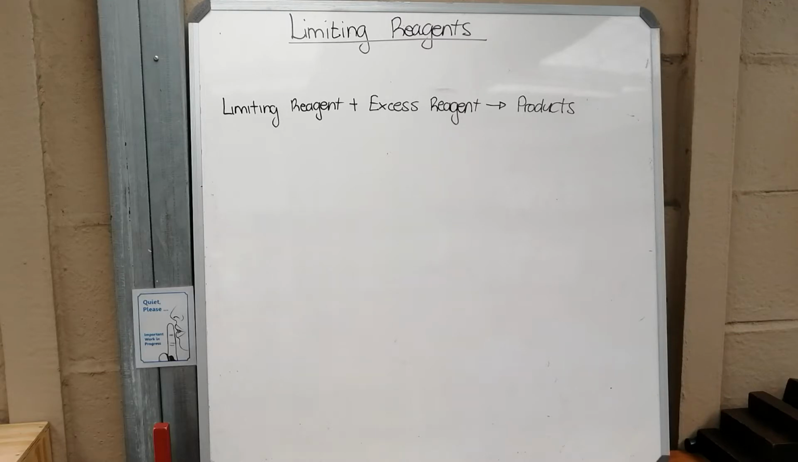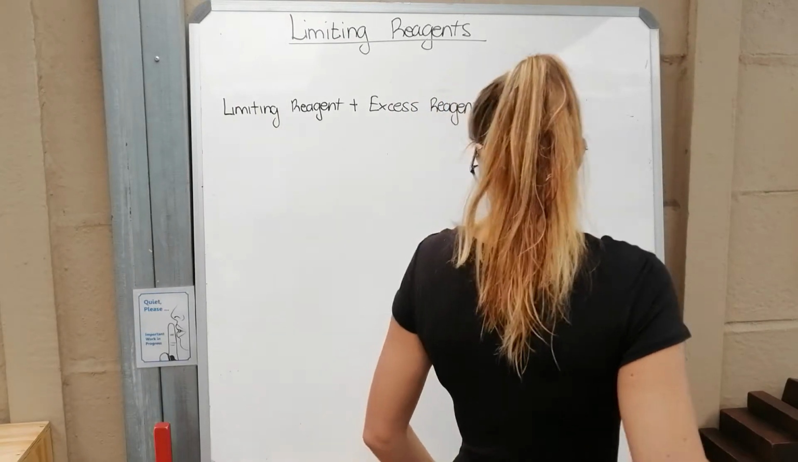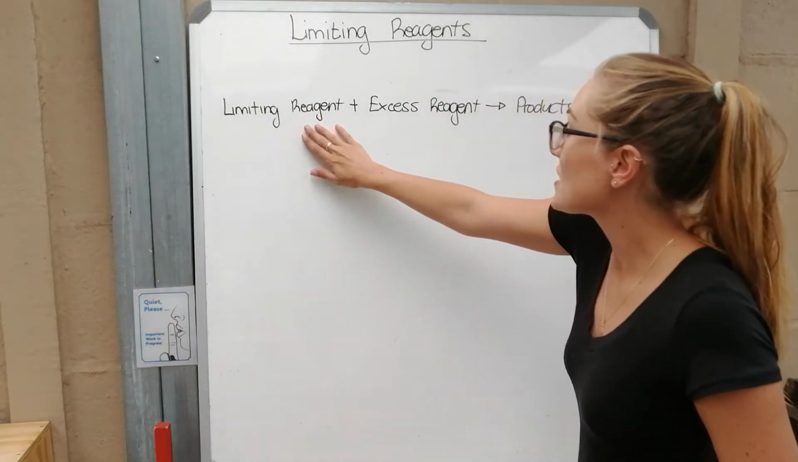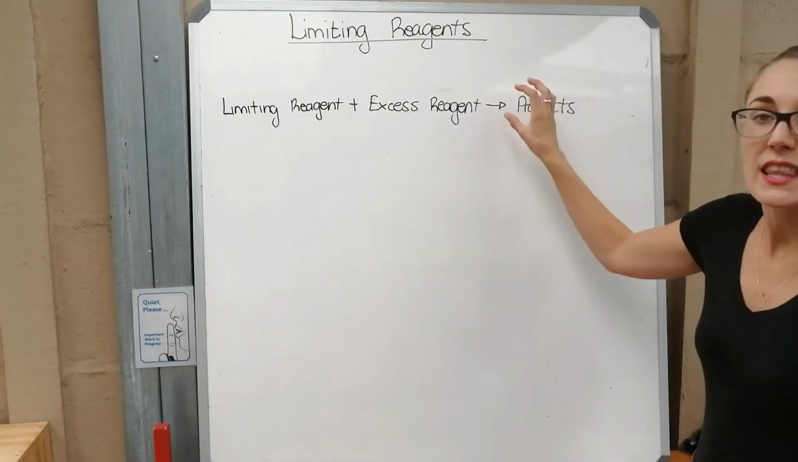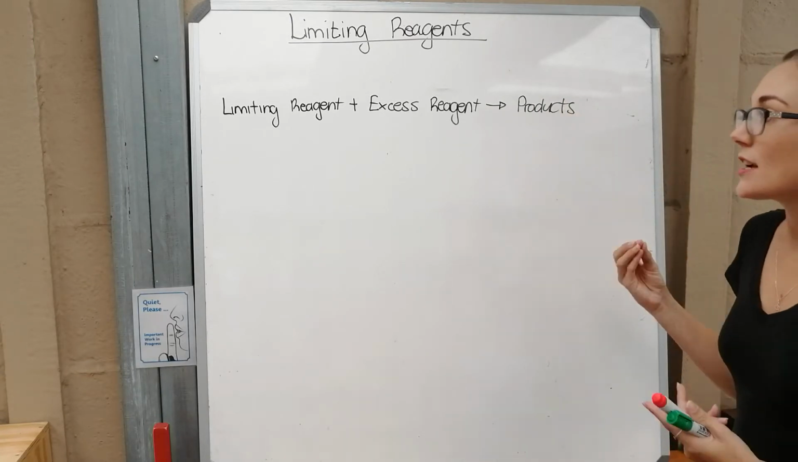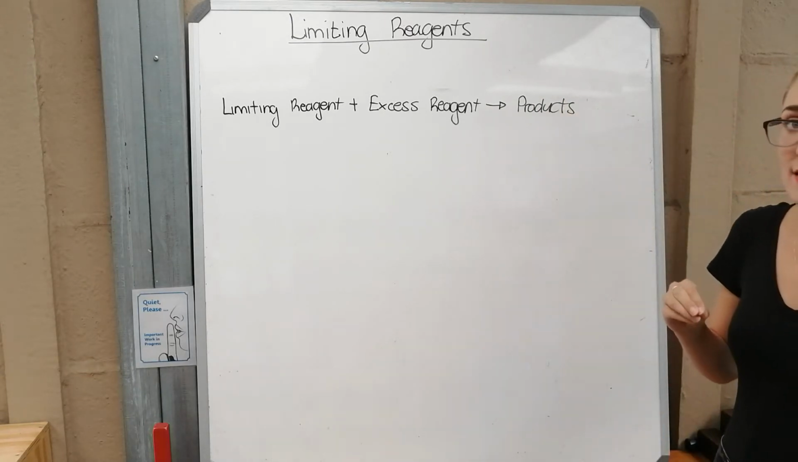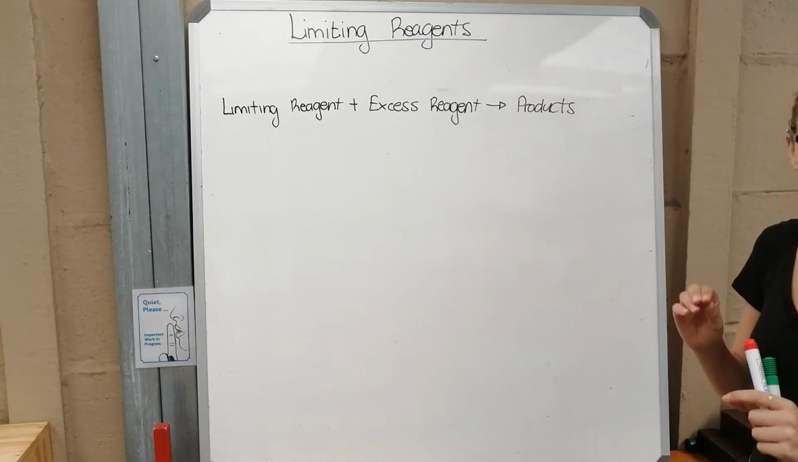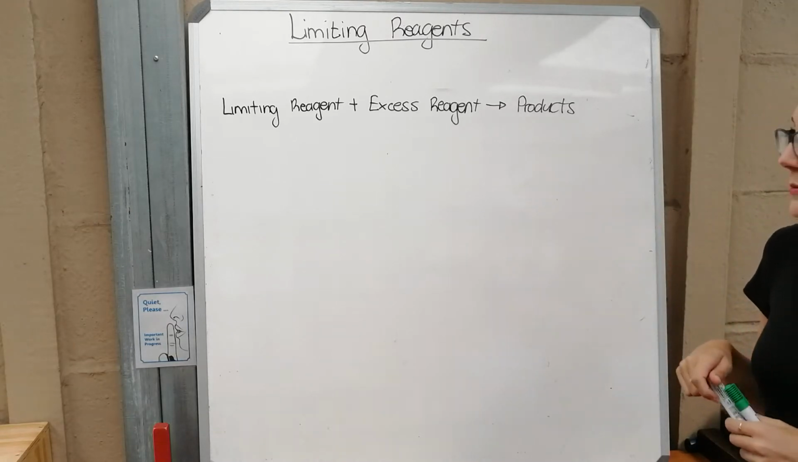Okay, so this is just sort of a general reaction equation for the section. We'll have a limiting reagent reacting with something that is in excess to produce your product. Now they're not going to tell you which one is limiting and which one is in excess. You need to identify that. I will show you how to identify that a bit later on.